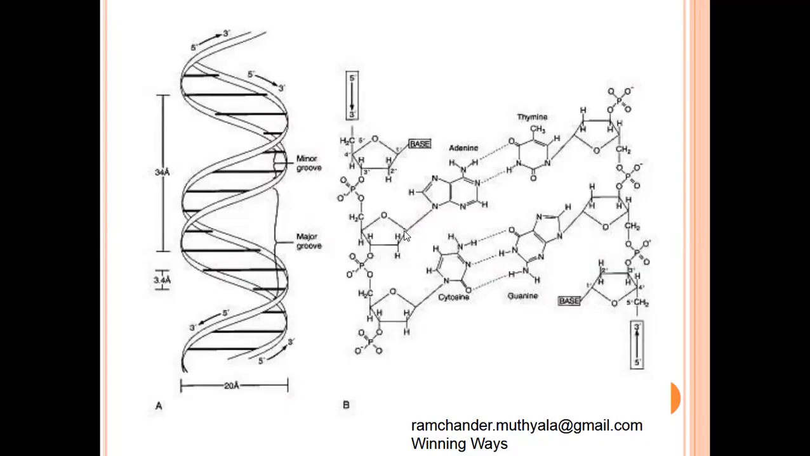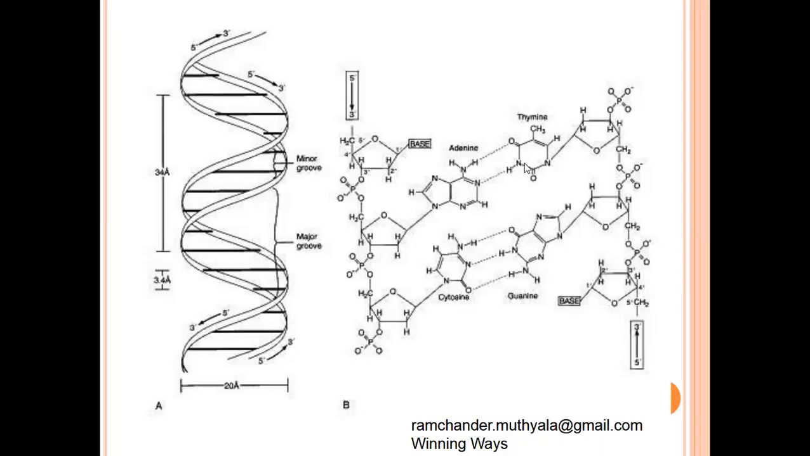One is the C1-N9 glycosidic bond, present between the sugar molecules and purines. Another is the C1-N1 glycosidic bond, present between the sugar molecules and pyrimidines. Purines are double ring structures, and they are adenine and guanine. Pyrimidines are single ring structures, called cytosine and thymine.